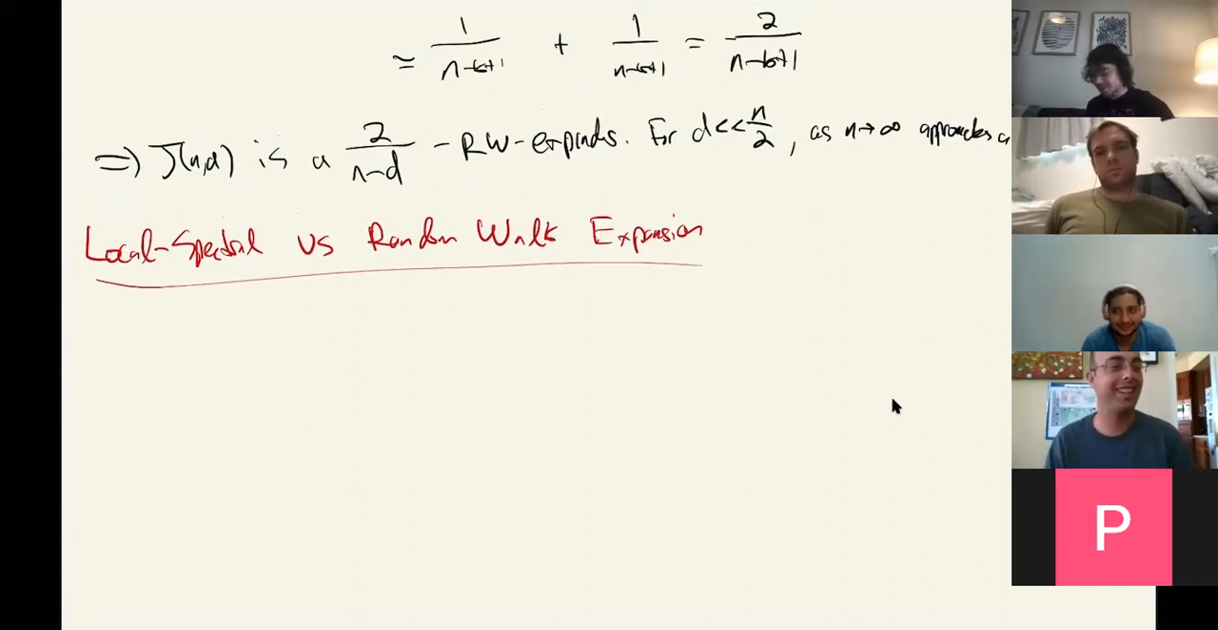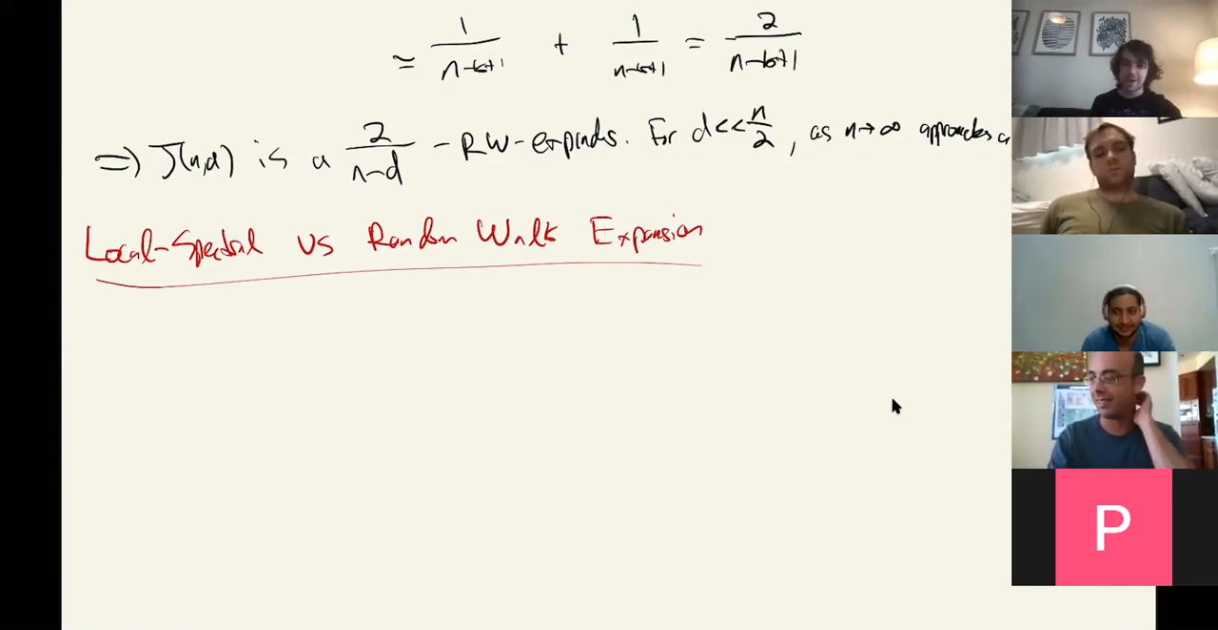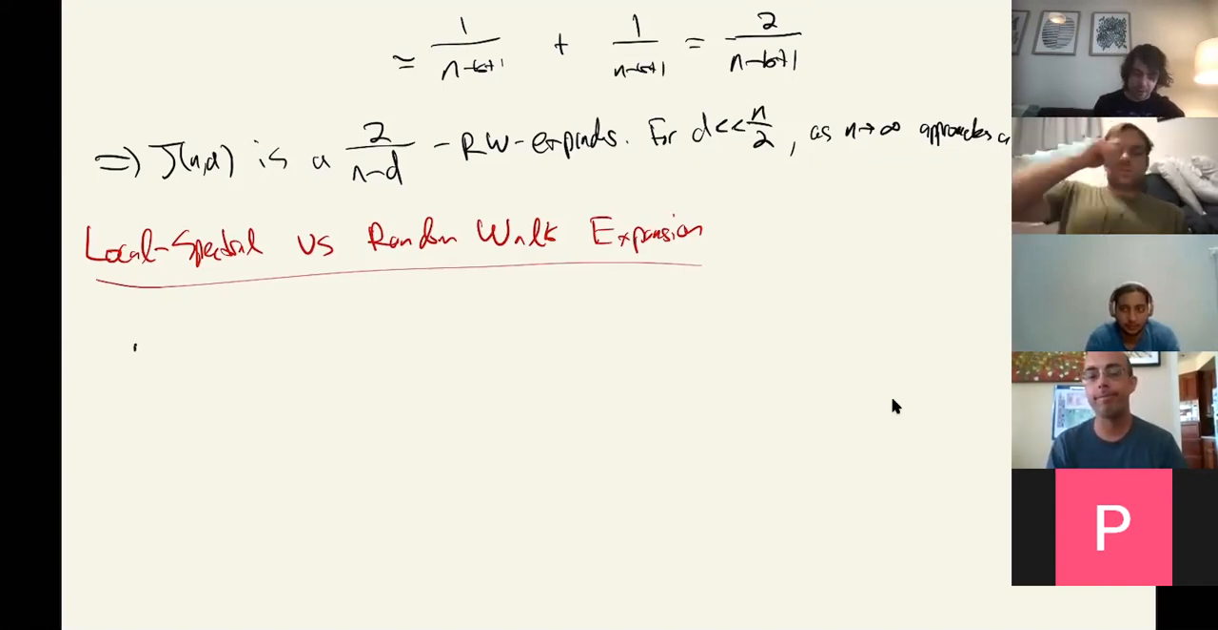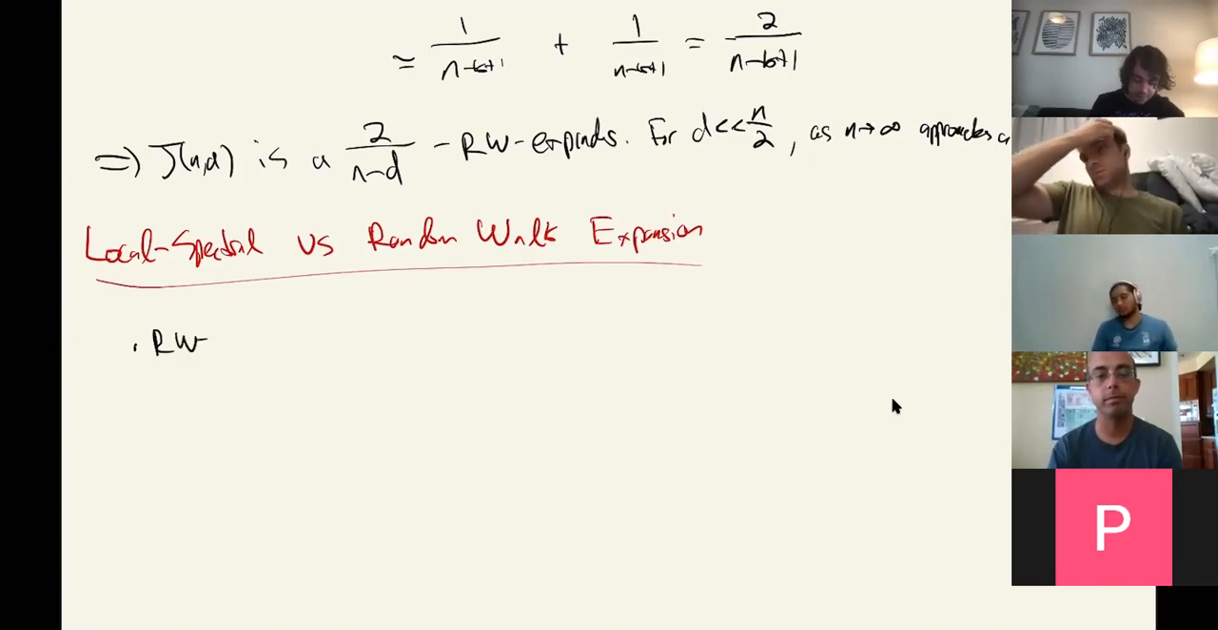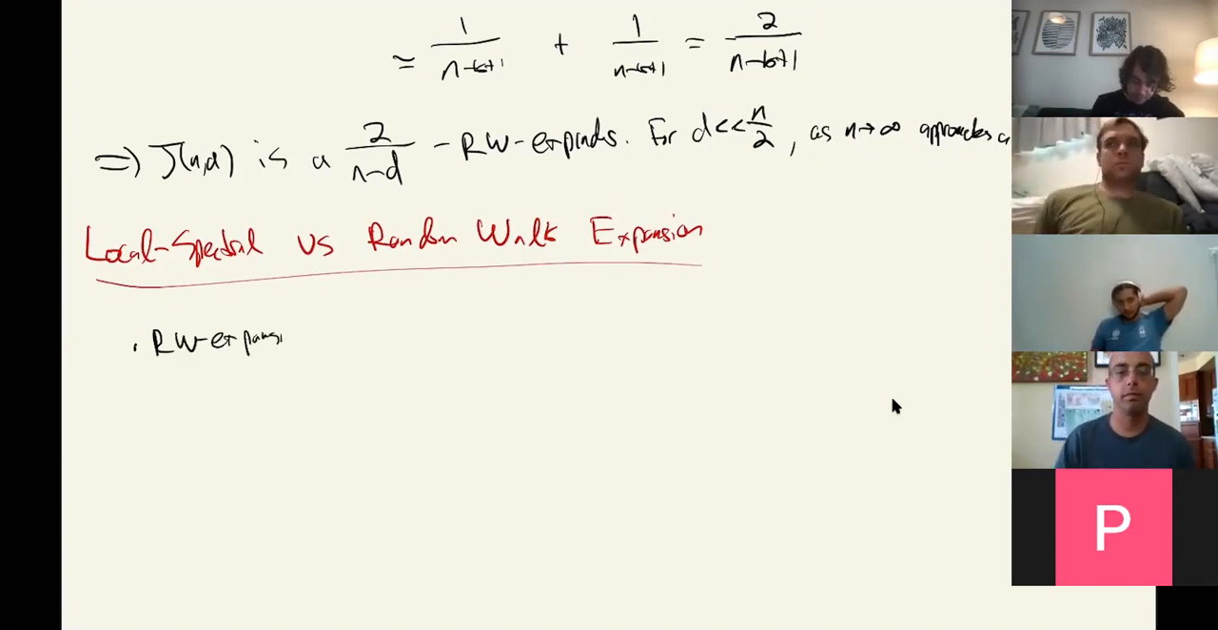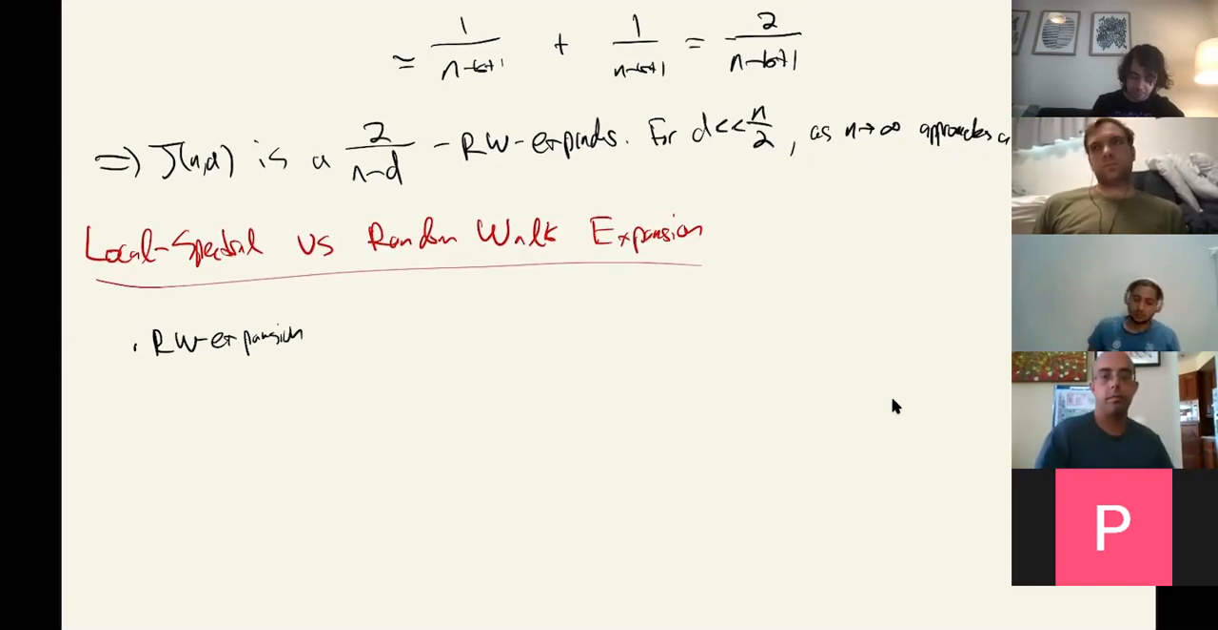Okay, so let's go ahead and talk about the equivalence of these two notions of expansion, which essentially gives another way to think about random walk expansion. The first thing I want to note, and we've said this throughout, is that we're going to see that these are equal, more or less, up to some kind of factor in the dimension of the complex.